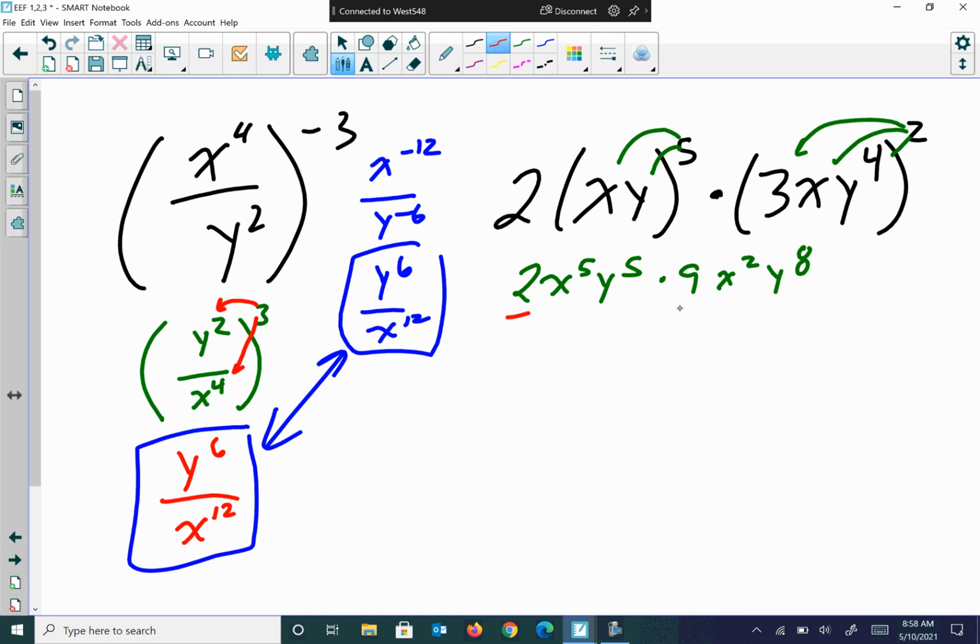Let's finish up. So the 2 and the 9 multiply, give me 18. Like bases, I add the exponents, so I get x to the 7th. Again, like bases with the y's, add the exponents. So 5 and 8, I believe, is 13, unless something changed.